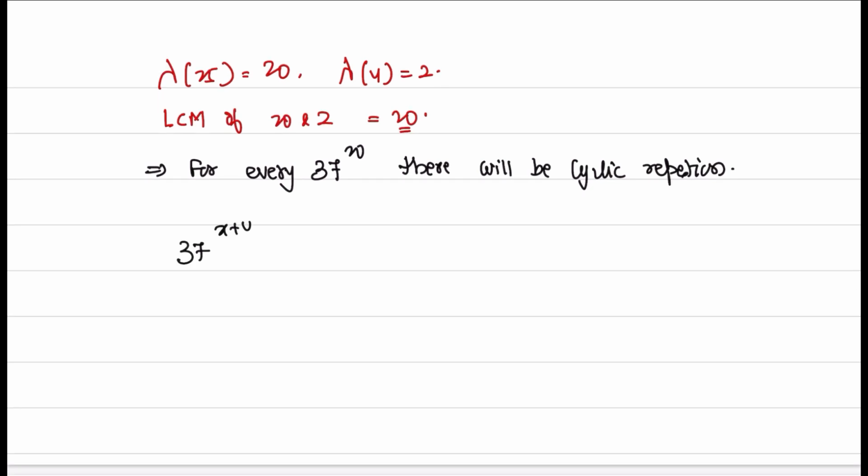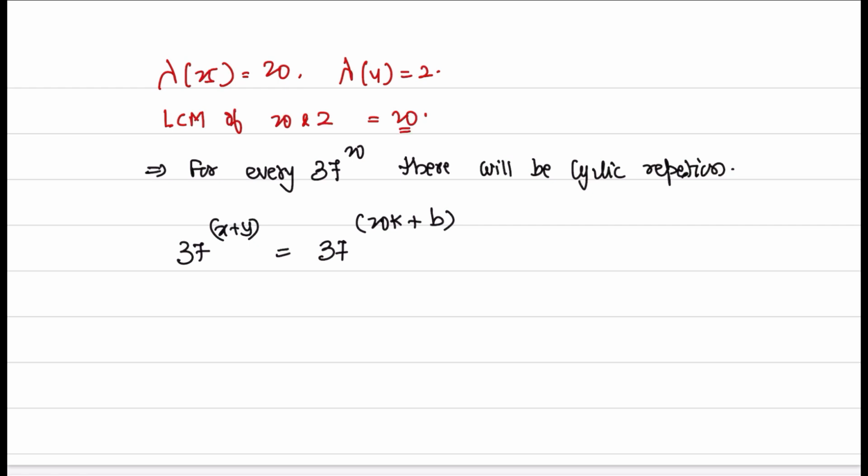37 to the power of x plus y can be written as 37 to the power of 20k plus some b. The x plus y value is not a single value. That is why we have found this Carmichael equation, and also used other congruence principles to find out whether there is a behavior of repetition of the value.